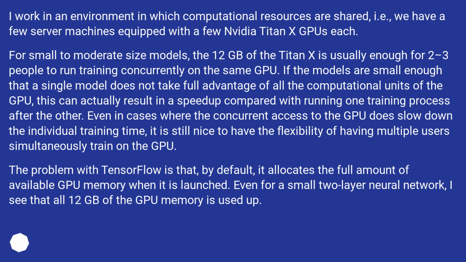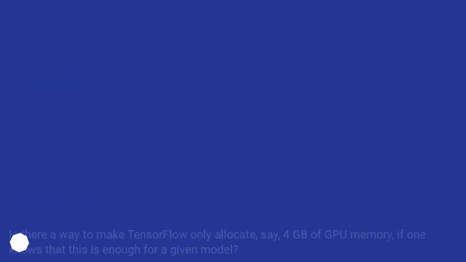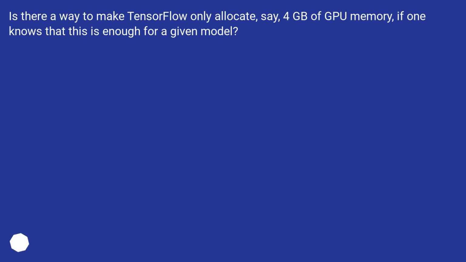The problem with TensorFlow is that, by default, it allocates the full amount of available GPU memory when it is launched. Even for a small 2-layer neural network, I see that all 12 GB of the GPU memory is used up. Is there a way to make TensorFlow only allocate, say, 4 GB of GPU memory, if one knows that this is enough for a given model?